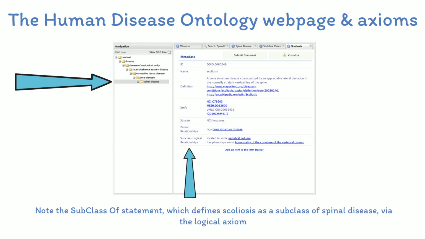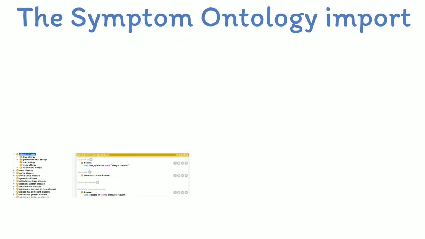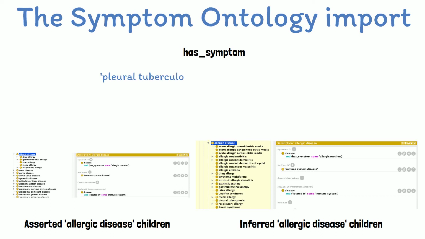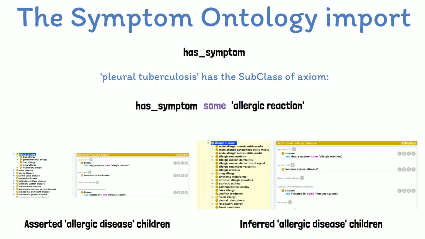Let's look at some examples of Human Disease Ontology imports and their use. Axioms allow us to infer relationships where there is an allergic response to a disease that is not classified as an allergy or as autoimmune or hypertension. The relation term has symptom from the symptom ontology import can be used to infer and relate a number of diseases that are not asserted as allergic diseases. For example, the disease term pleural tuberculosis has the subclass of axiom has symptom, some allergic reaction. A few other examples include allergic urticaria and allergic contact dermatitis.